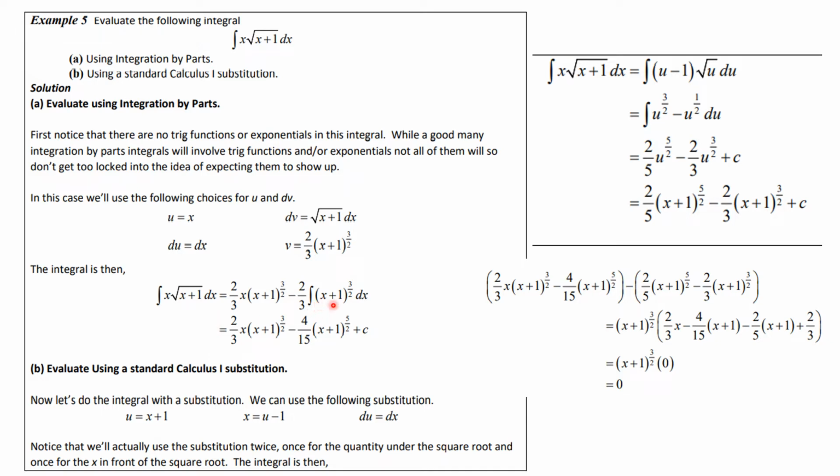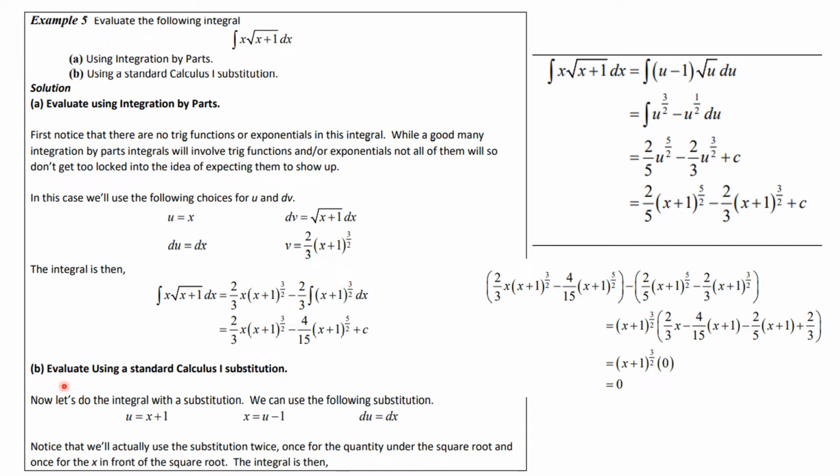The integral of v du, and when I perform that integration, I add 1 to the exponent, divide by the new exponent, do the simplification. So what I get is 2/3 x times x plus 1 whole to the 3/2 minus 4 over 5 times x plus 1 to the 5/2 plus a constant of integration.